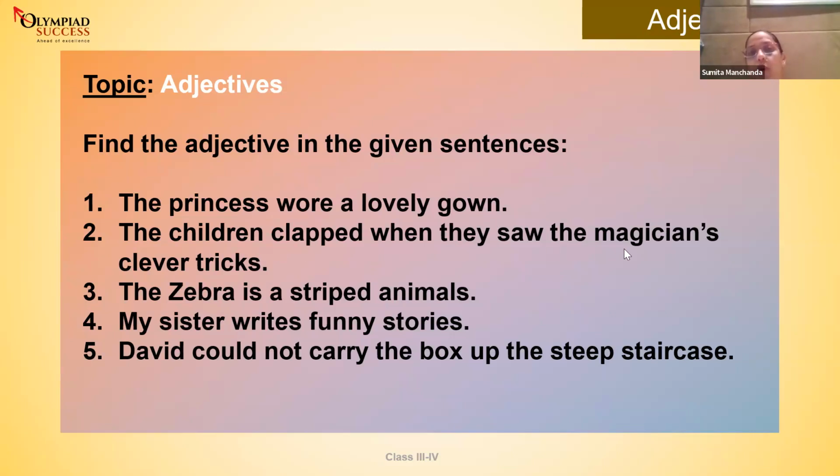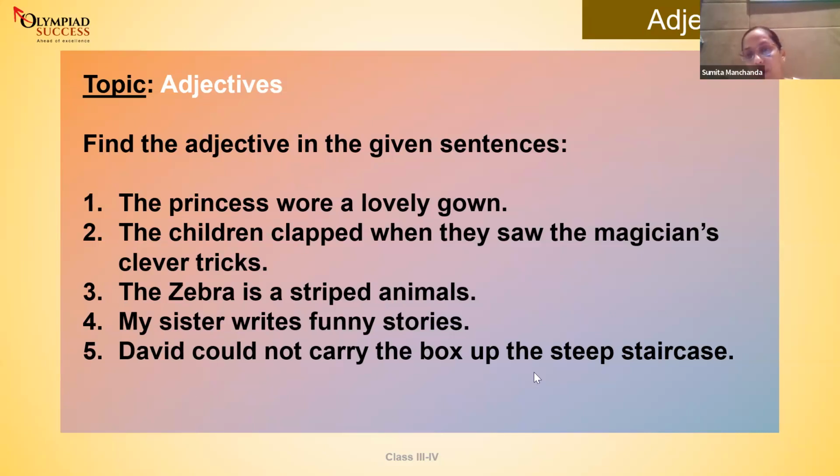Now, the children clapped when they saw the magician's clever trick. Tell me the adjective. Good. Very good. So clever is an adjective. Now, the zebra is a striped animal. Quickly, write in chat. Number 3. Everyone write, please. Very good. Striped is the correct word. Now, my sister writes funny stories. Number 4. My sister writes funny stories. Okay, good. Funny is the correct answer.